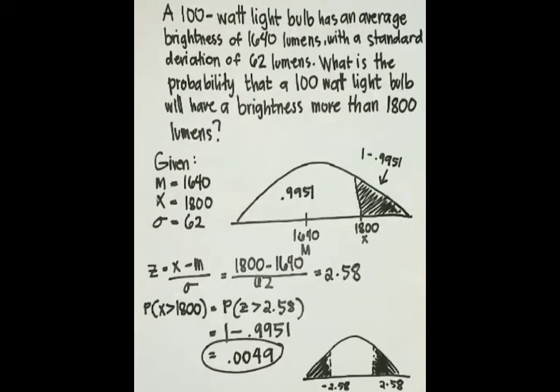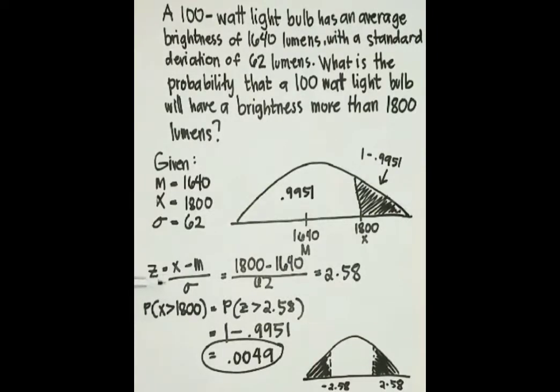So the given are: the mean is equal to 1640, x is equal to 1800, and the standard deviation is equal to 62. This is the sketch of the normal distribution curve. 1640 is the mean and 1800 is the x. Next, we will find the z-score.